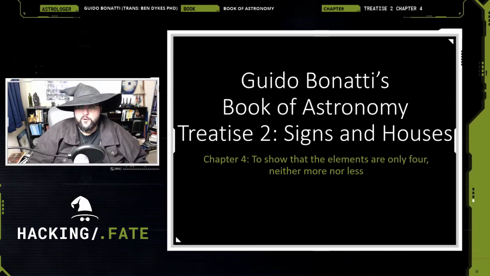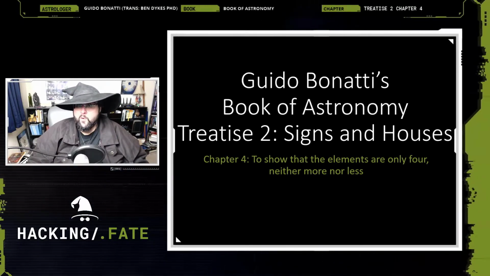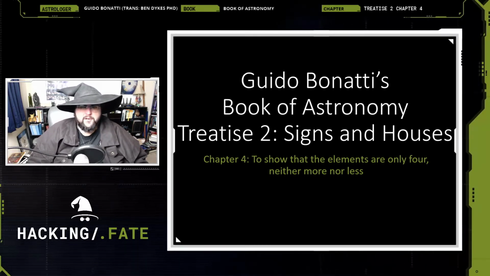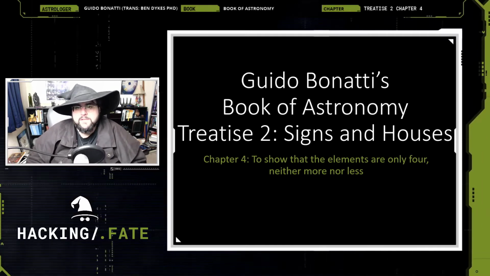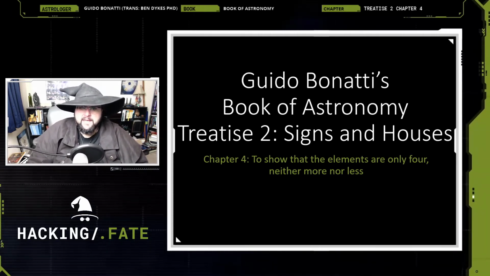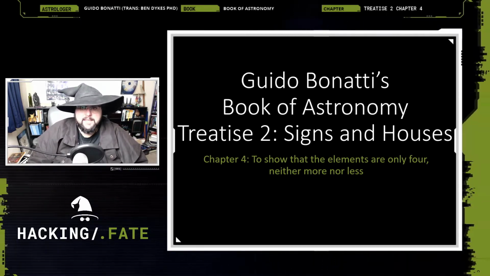Chapter 4 is to show that the elements are only 4, neither more nor less. This chapter is kind of circular logic. Bonatti really needed to understand his debate a bit more, but we'll go ahead and cover it because it is valuable. I'm going to do a little bit more reading than normal in this one because he lays out kind of a theory of how the elements work. And it also relates back to Chapter 3, which we just kind of covered, where I made a guess. And this actually adds a layer to how that works. And we'll discuss that too.